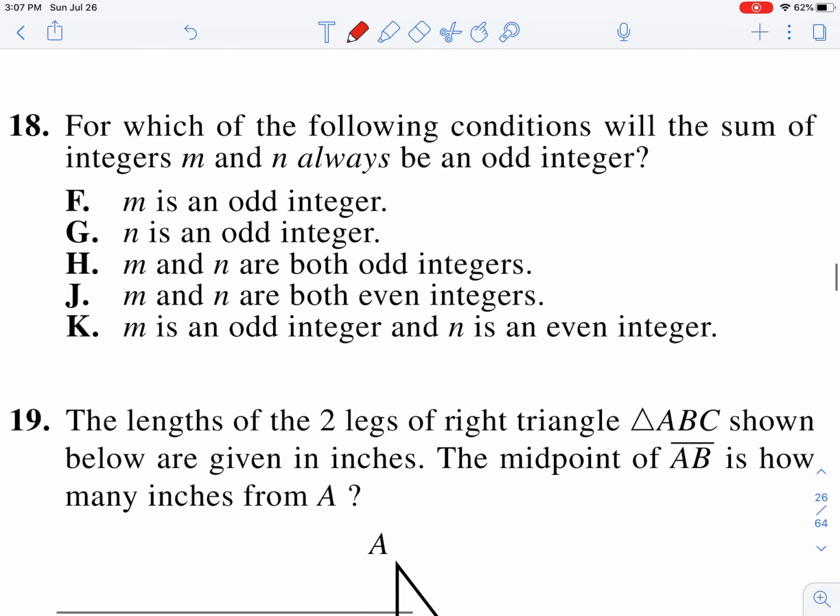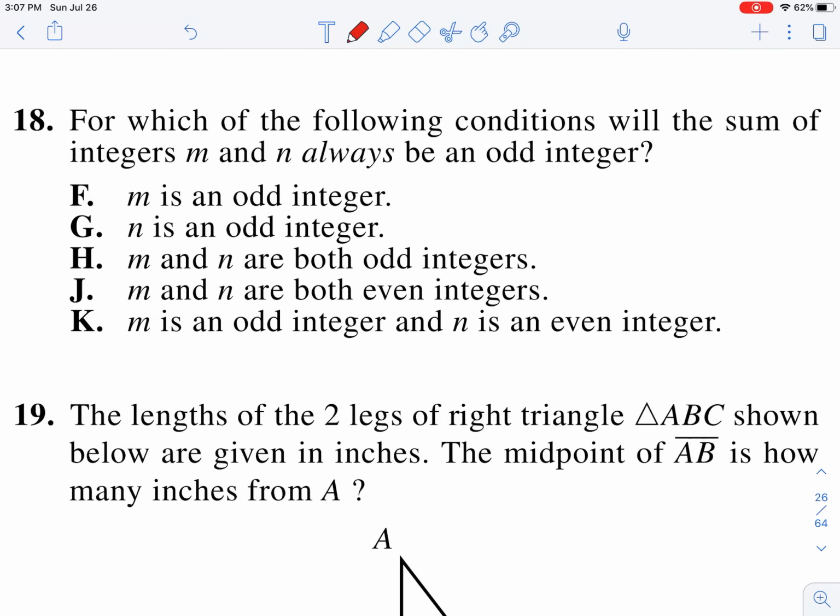For which of the following conditions will the sum of the integers m and n always be an odd integer? Okay, first thing I recommend you do, look through the answer options. Maybe you'll find the answer option just by looking through them all your first time through. Now you might be lost after them, so we'll just kind of go through them. M is an odd integer, n is an odd integer, m and n are both odd, m and n are both even.